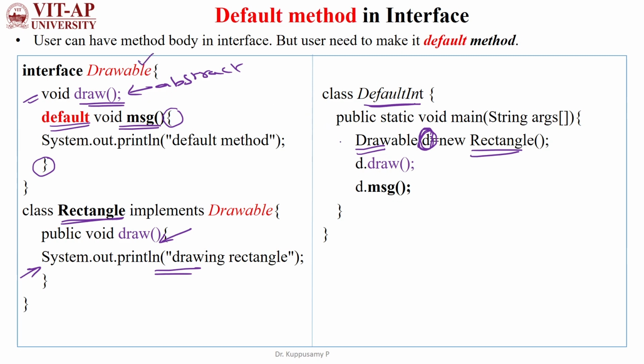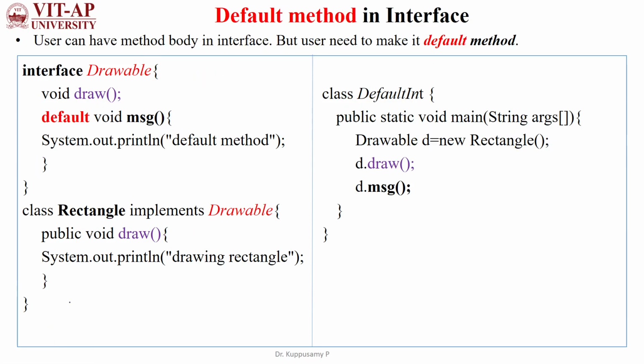Okay, which is created by using the rectangle class, but which is referring the drawable interface. That is the meaning here. This is the class which is used to create the object. Then at the same time this object is referencing the drawable interface. Then I am using that object to call the draw method.